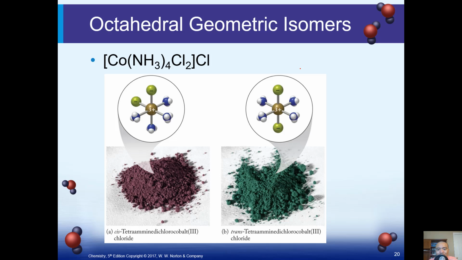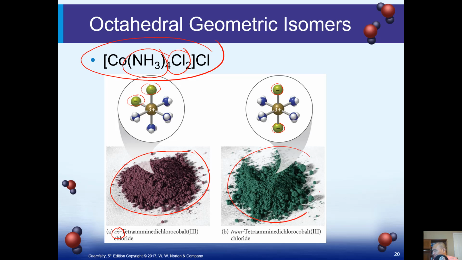Similarly, we can observe stereoisomerism in octahedral complexes. For example, in this tetraamminedichlorocobalt(III) chloride compound, the complex ion portion, which is in the bracket, can have cis, which means the two chloro are neighboring each other, or trans geometry, and they show different colors.